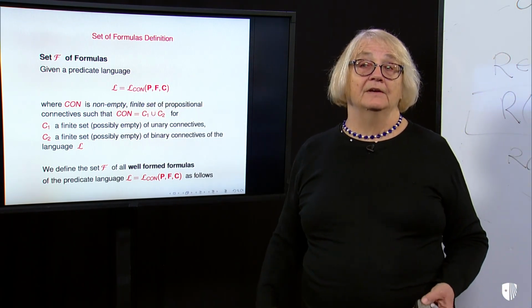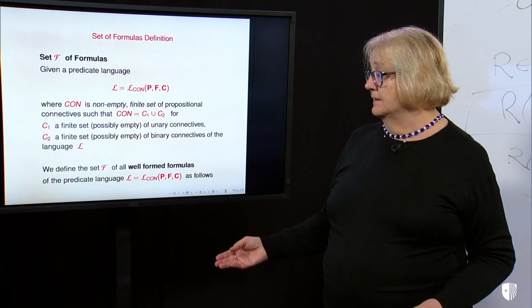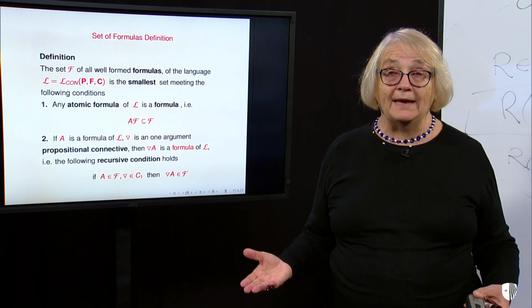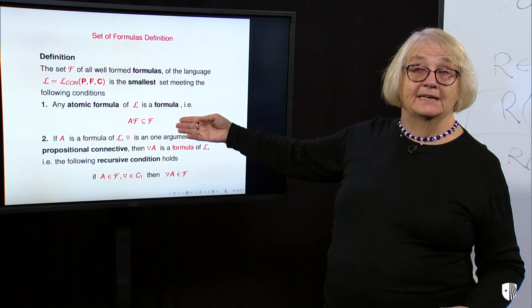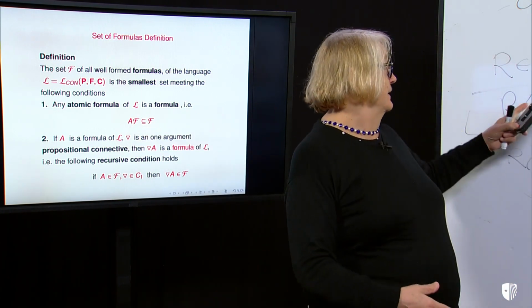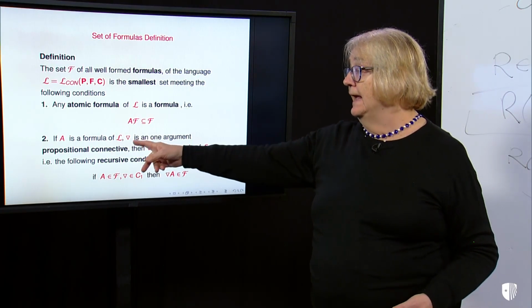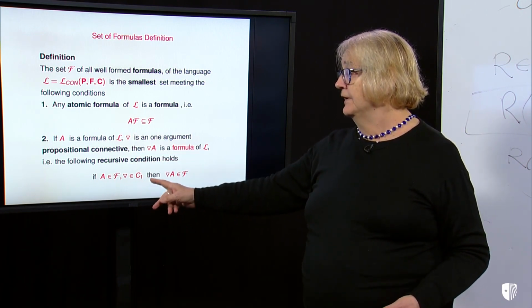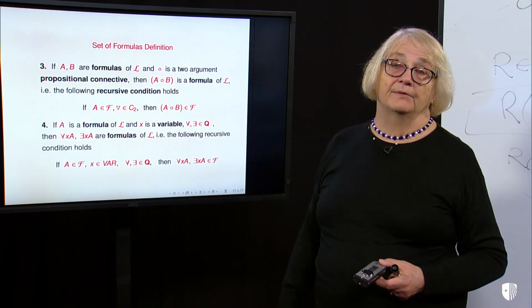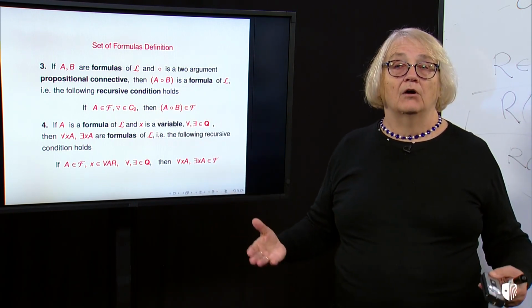We have connectives. Whatever the connectives are, they are unary and binary. And now we define the set of formulas in the normal way. First, atomic formulas are formulas. So atomic formulas are those R's. When you have a one-argument connective, you write as we did in the propositional case. And if you have a binary connective, you write as in the propositional case. So that is exactly a repetition of propositional logic.